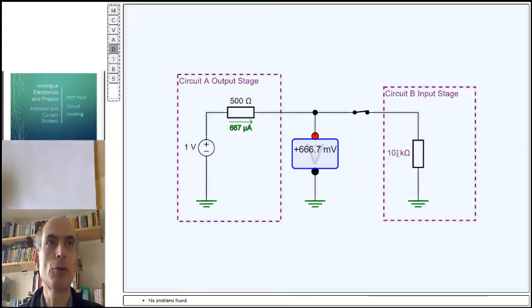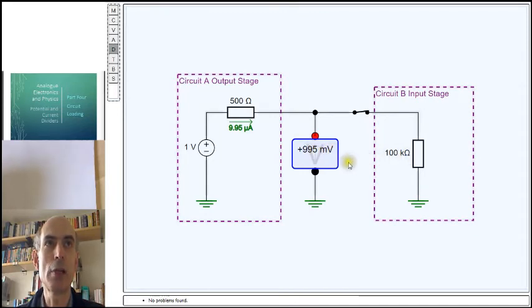If I took that up to 100k, then once again, I've got my input voltage much closer to 1 volt, because most of that 1 volt drops across this 100k resistor, not so much across the 500 ohms. Just apply the potential divider formula, and you'll see that the voltage here is this resistance divided by the sum of the 2 resistances. Well, 100k divided by 100,000 plus 500 ohms is very close to 1. So this is very close to the 1 volt that we have here.